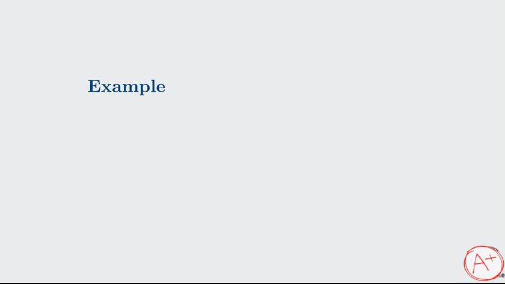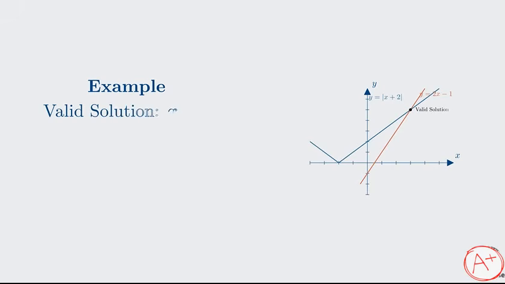Let's look at an example to understand extraneous solutions. To understand why we rejected that solution, let's look at the graph. The V-shaped graph represents y equals the modulus of x plus 2. The straight line represents y equals 2x minus 1. Notice that the line and the V-shape intersect at the point 3, 5. This corresponds to our valid solution, x equals 3.